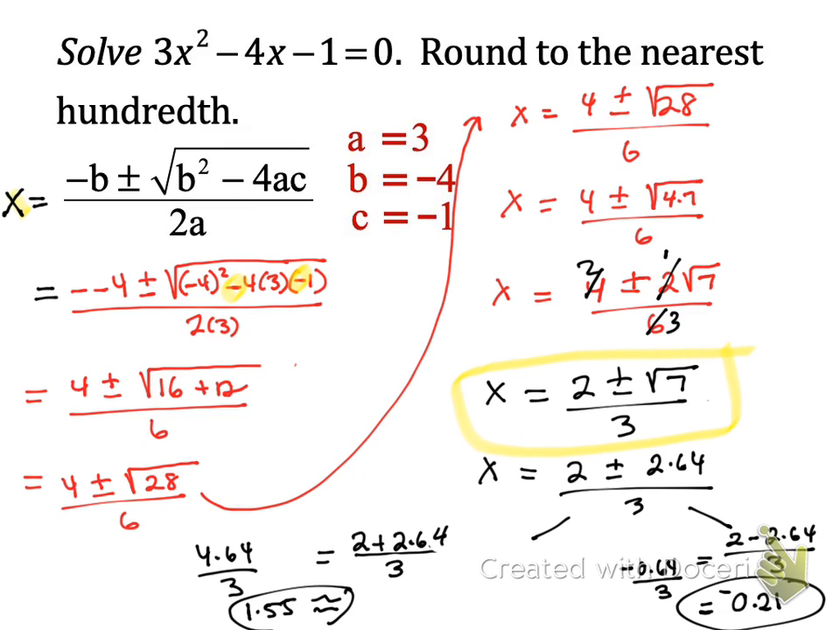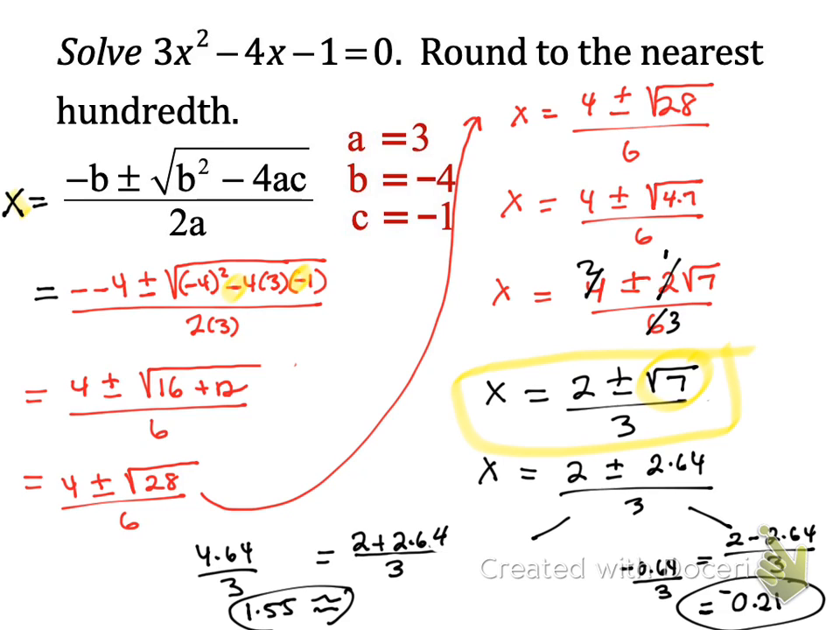Do you understand? That's as reduced as you can get with the radical. If they ask you to estimate, then you're going to have to split this. You're going to have to estimate the rad 7 and then estimate. Does that make sense?